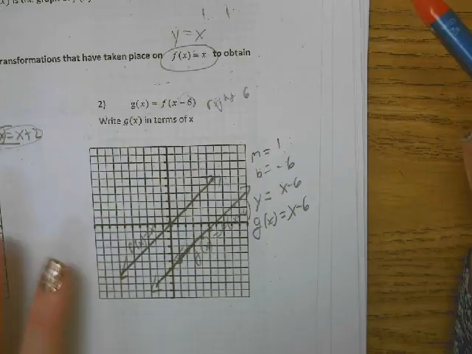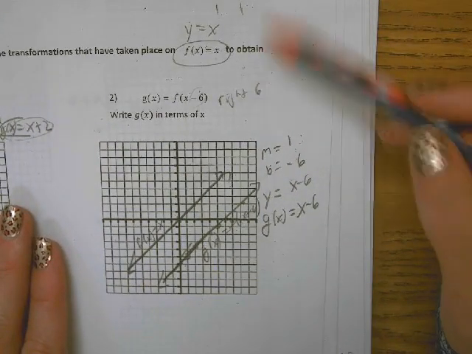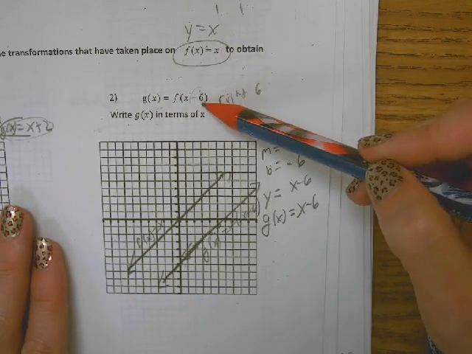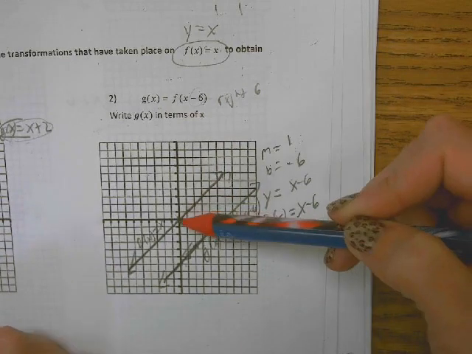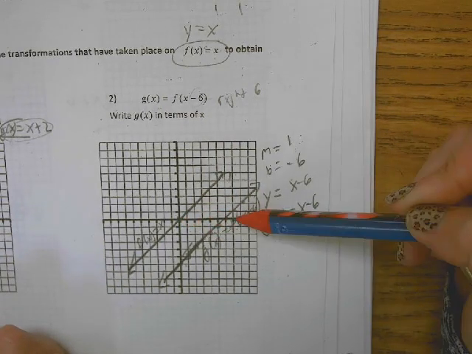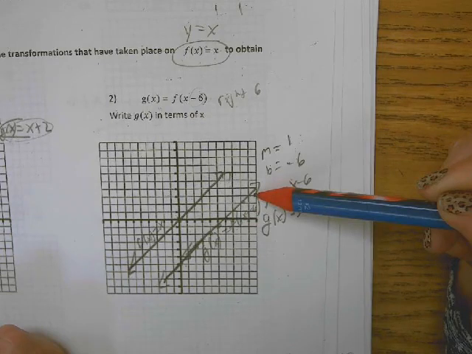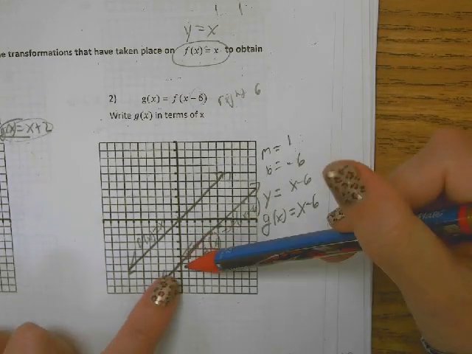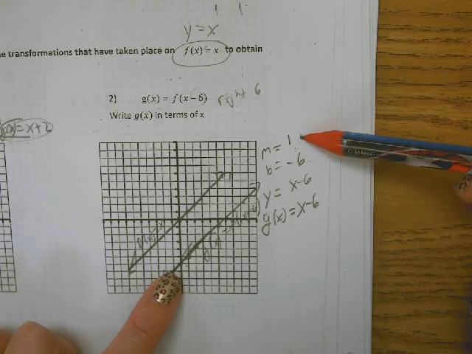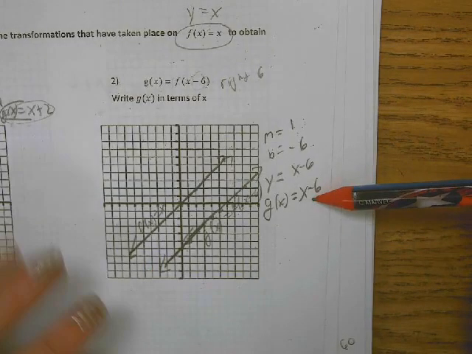Alright, if I go too fast, pause it, rewind it, whatever you gotta do. Over here, I know this transformation from the list means I should go right 6. So I graphed the original parent function, took the intercept, moved it right 6, kept the slope the same because there was no stretch, and then labeled it. So this now has an intercept of -6, slope of 1. So this is the function.